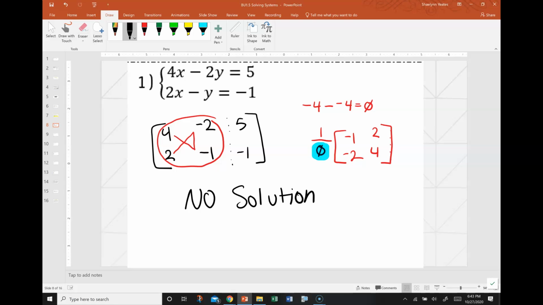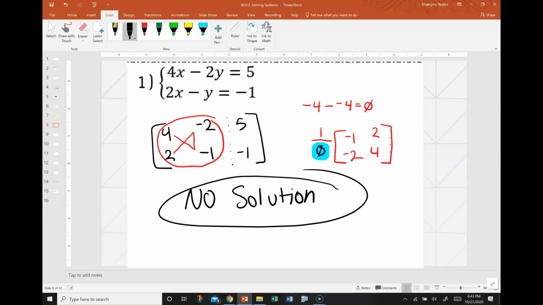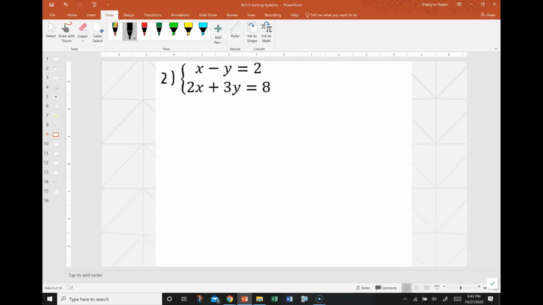It actually makes sense if you go through and solve it yourself, but that one's no solution. Let's see what happens when we have a solution. Should have put this one first. That's thinking for you. All right, so we're going to go ahead and make our matrix.